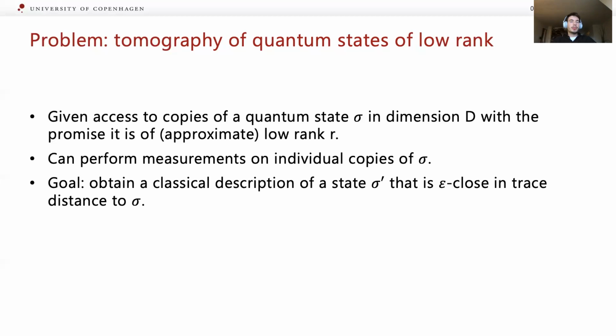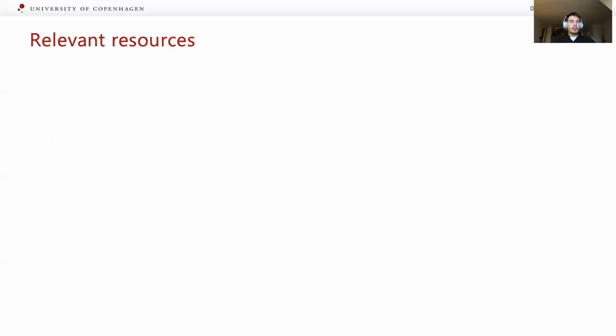By classical description, I just mean that I have a quantum device that I press a button, it produces me a copy of sigma that I can measure, and then I want to store a representation of the state sigma prime here on my laptop that is close to the target state. And what are the relevant resources when talking about this problem? First, of course, the number of copies of the state sigma required. So how many times you have to press the button and get a copy of sigma and measure it. This is the sample complexity.